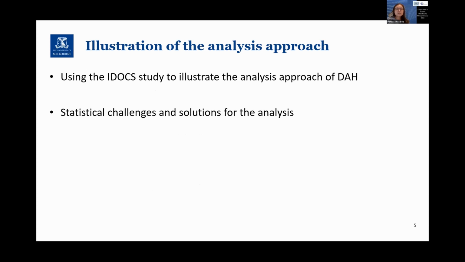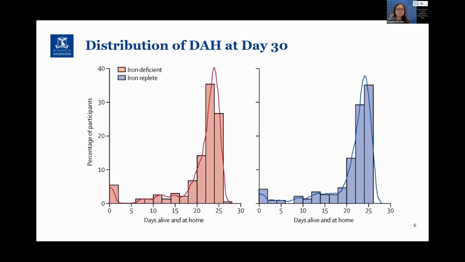So I will be using the IDOC study to illustrate the analysis for days alive and at home and the statistical challenges and solutions for the analysis. The figures display the distribution of days alive and at home for each group. On the left, we have the iron deficient group, and on the right, we have the iron replete group. The distribution does not follow a normal distribution. It is left skewed with a spike at 0.